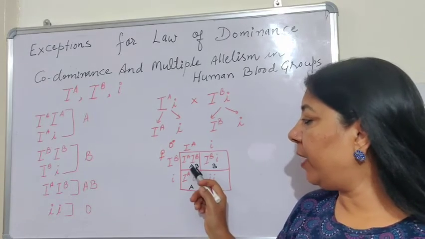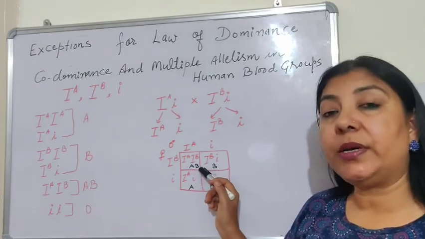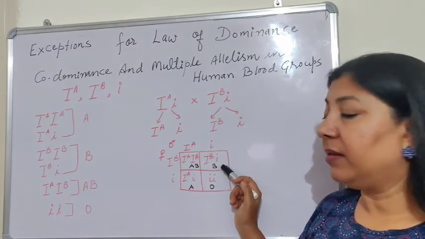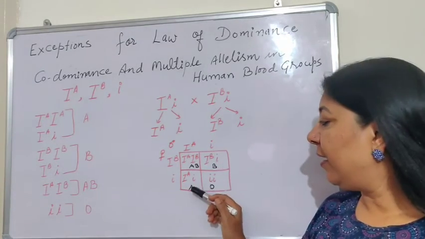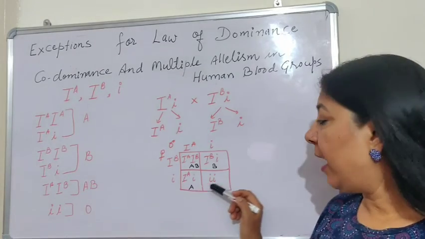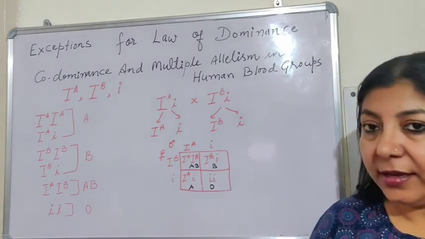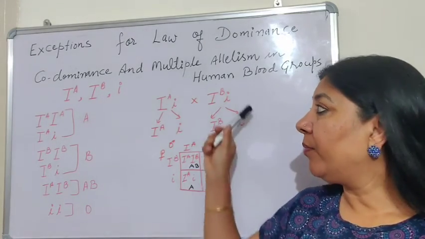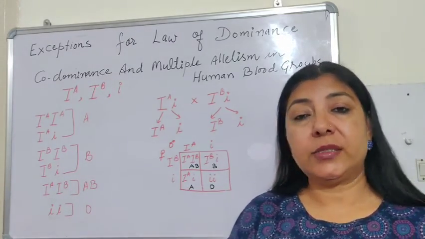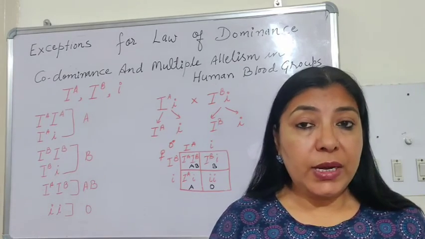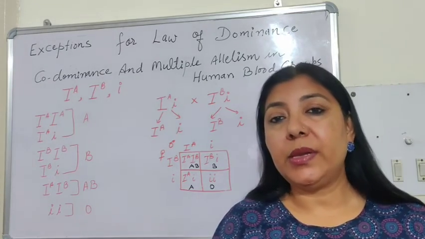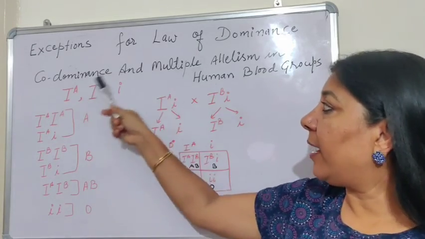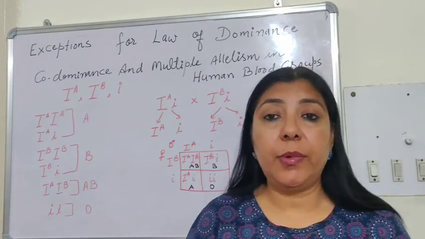What are these four combinations? IA IB, the person will have blood group AB. If IB i, then blood group B. Here, IA i, blood group A, and when both small i are there, then the person will have blood group O. So, this concept explains the codominance and multiple allelism. Okay, so these exceptions were not observed by Mendel.